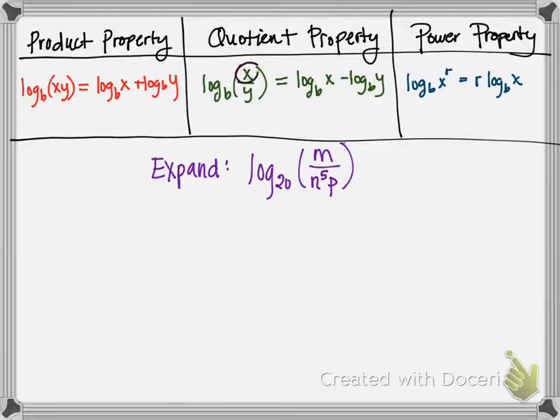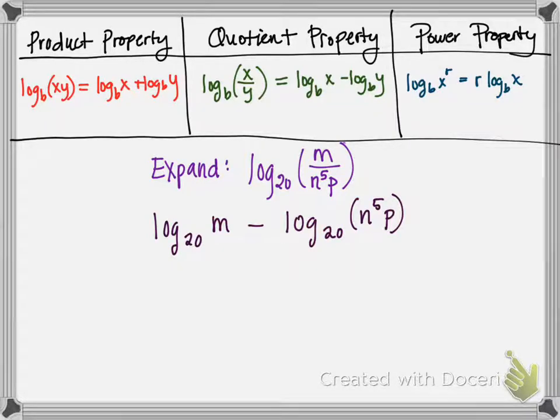So everything in the numerator is going to go in the first log, and then everything in the denominator is going to be located in the second log. So I would have log base 20 of m minus log base 20 of n to the 5th times p.